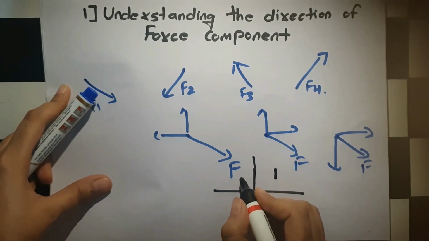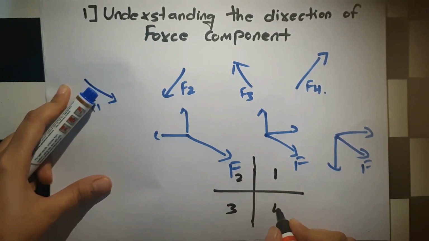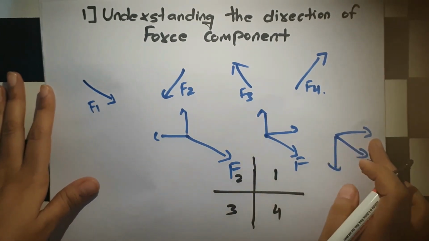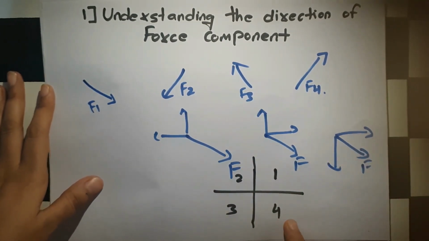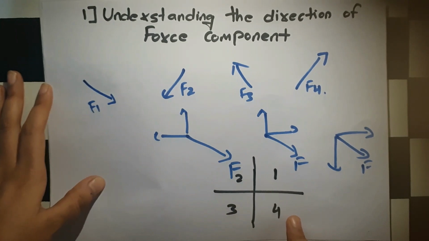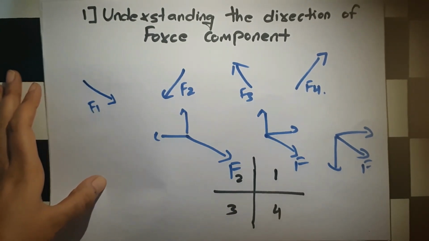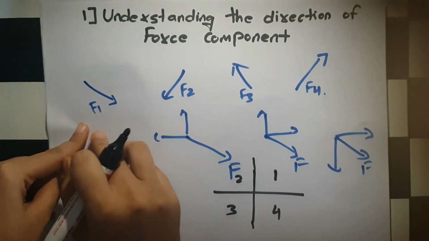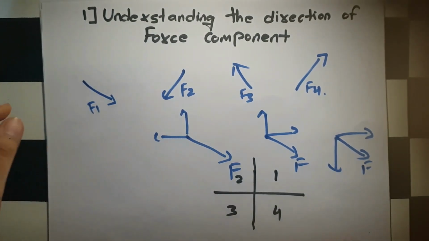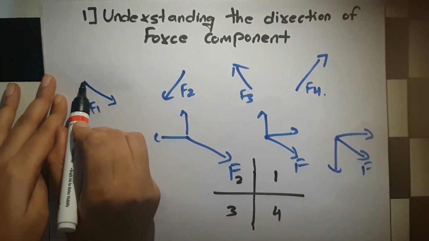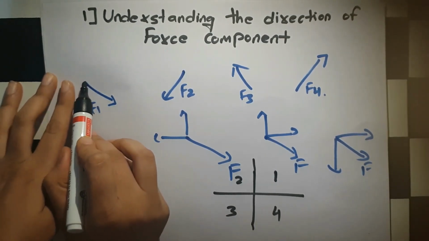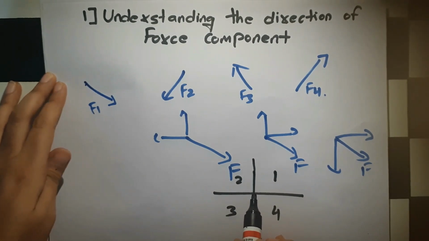So this is your first quadrant, this is second, this is third, and this is fourth. Now, where the direction of component will lie will depend upon in which quadrant your force will be placed. For example, let us take your force F1. Now what you have to do is very simple: just see the origin of the force. So this is the origin of the force.